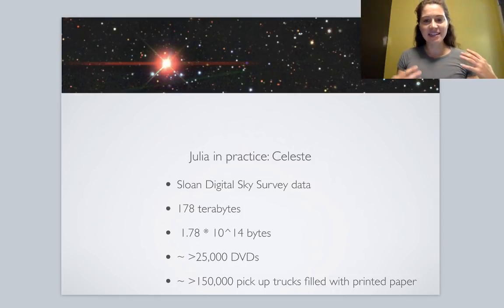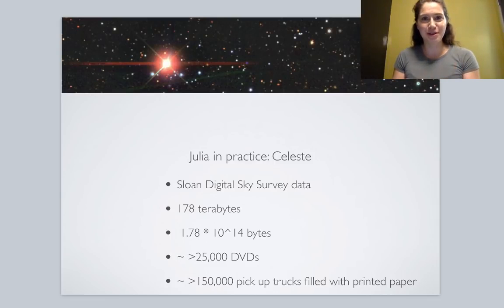The idea is that for the first decade and a half that this data set was around, there wasn't a whole lot done with it. But then a team of researchers came together to form the Celeste research team. And what they decided to do was to write code exclusively in Julia that would run on NERSC supercomputers.